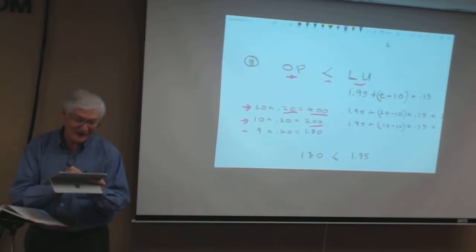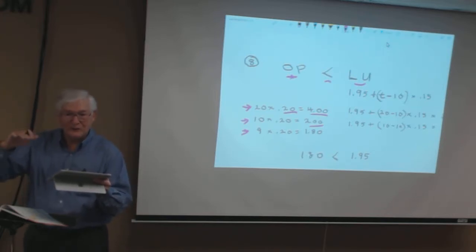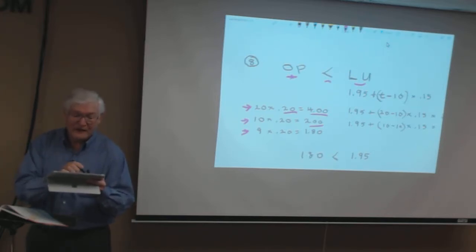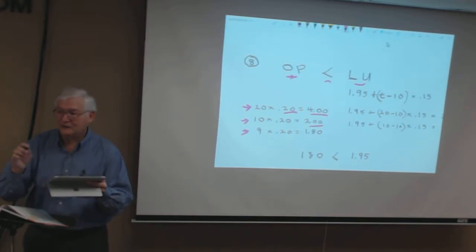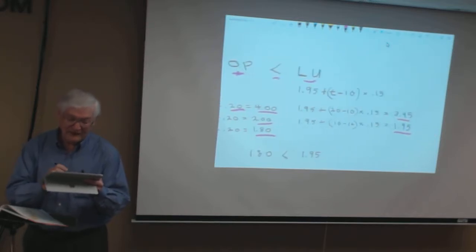Let's jump down to 9 transactions. See how I'm just working my way down, trying to find where the occasional plan is going to be less than the light use plan for the number of transactions. And I'm going, that would be $1.80. But the light use plan would still be, if I only made 10, it's still going to be $1.95. So it looks like it's cheaper.